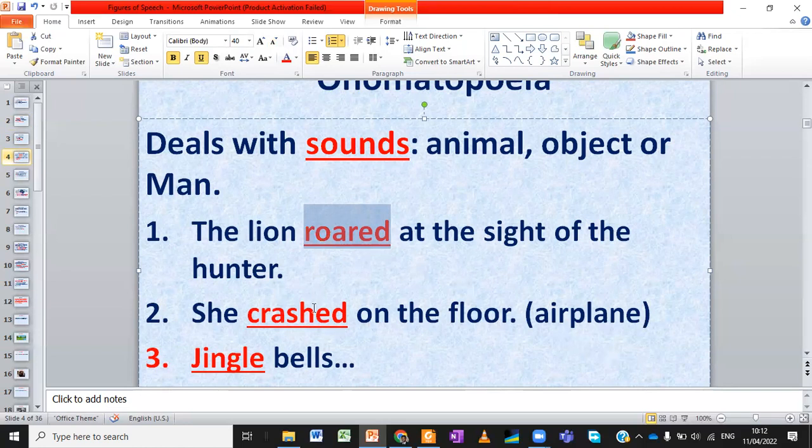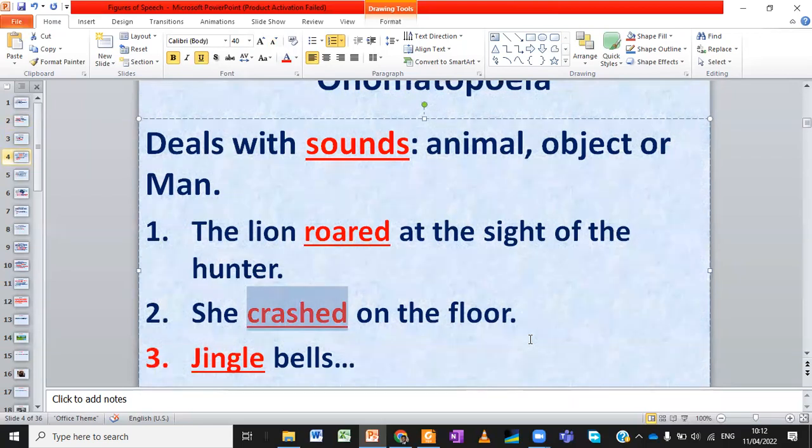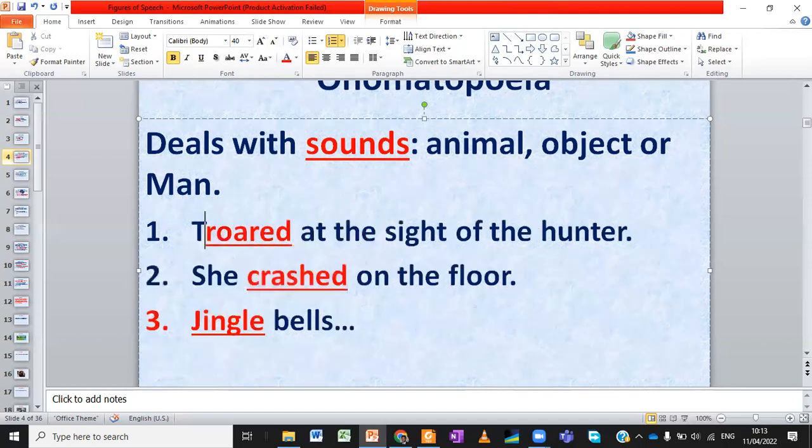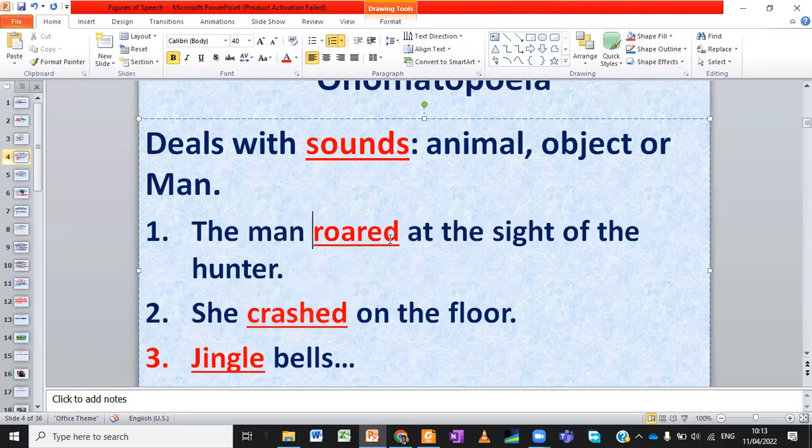She crashed on the floor. What comes to your mind? She fell on the floor. Now that crashing, what that is, that crashing is a sound. Do you agree? Now, what can you associate with that sound? If you say the lion roared, okay, let me do this. The man roared. When you hear the word roar, your mind goes to where?